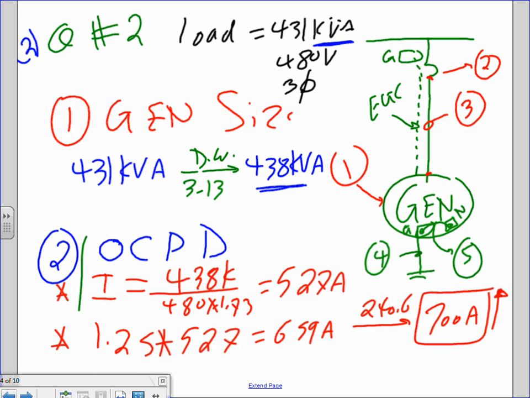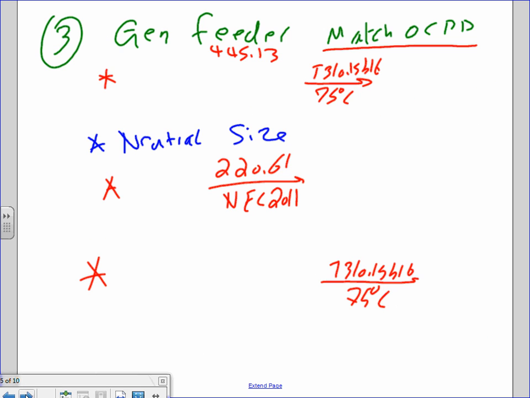Like I said, I used to multiply by 1.15, but when you're sizing the feeder, guys, from here all the way to the terminal, that conductor, assuming it's continuous load, worst scenario, that will get you a 700 amp. Okay, so I know what size overcurrent protection device I have. Everybody's good? Good? Okay. Then I need to go to generator feeder size.